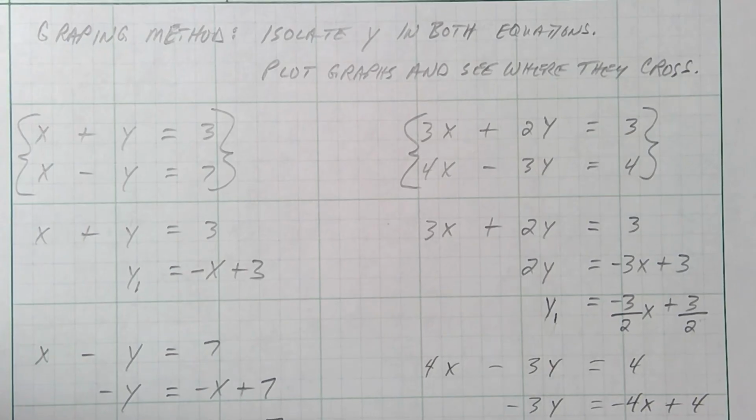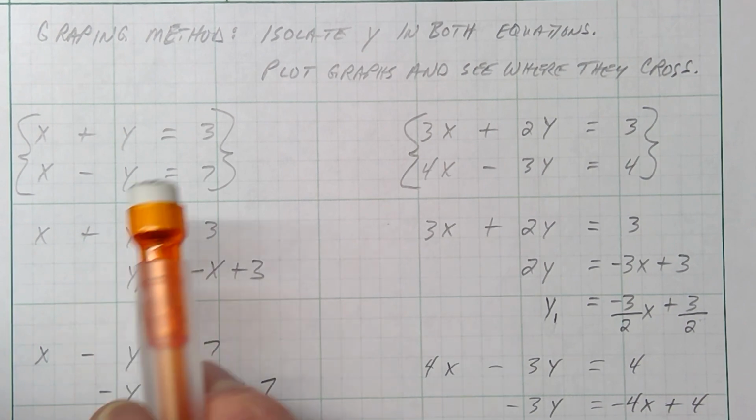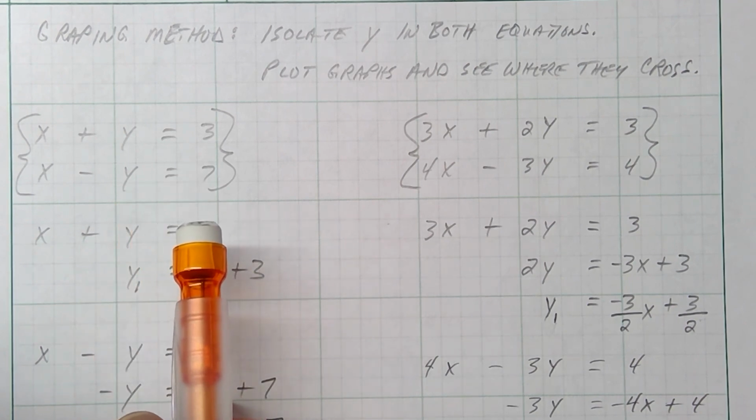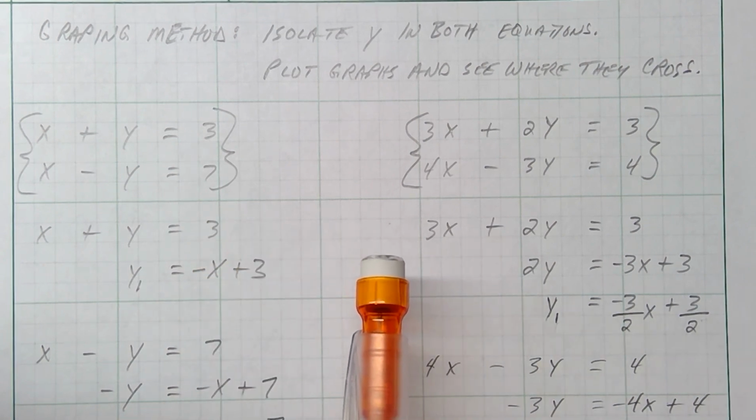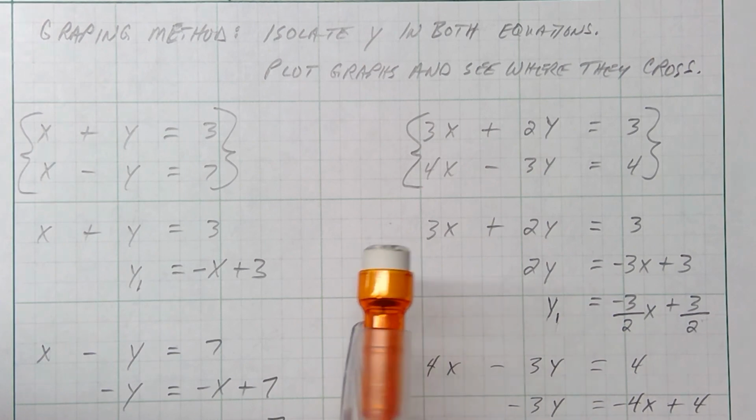All right, the graphing method is a good way to solve these as well. You just want to see where these two lines cross on a graph. Unfortunately, you have to draw a graph, and it's nice if you have some graph paper. So it's not always the favorite method.